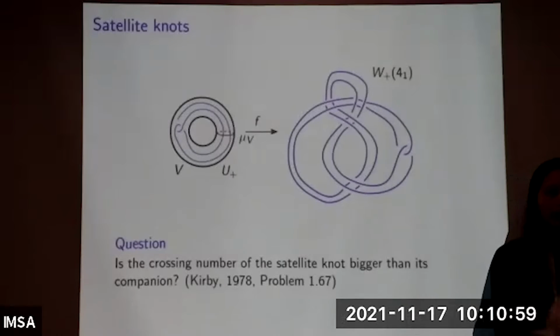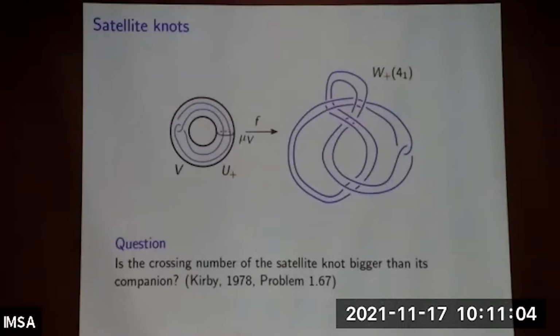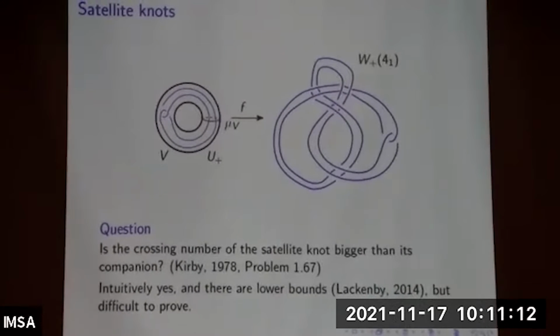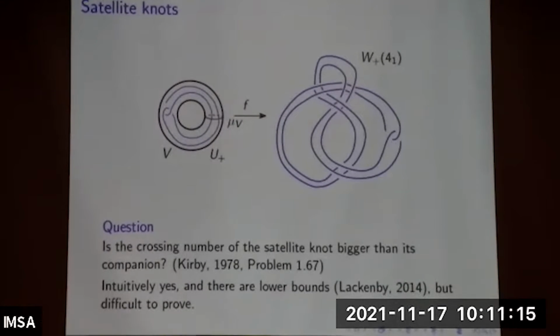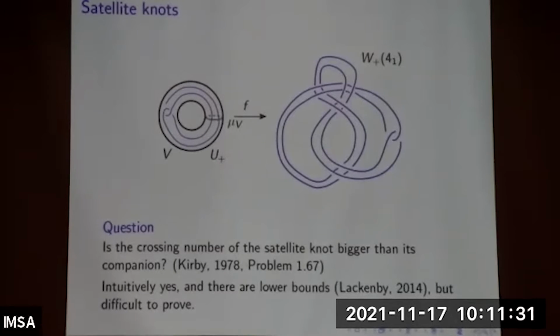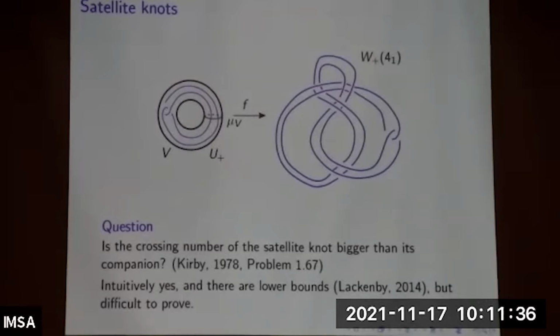Okay. So we don't even know if the number of crossings of the satellite is bigger than the companion. It seems pretty obvious that it should be bigger, but there's actually no way to know that. And of course, there's a general result for crossing numbers on lower bounds, but the bound is like 10 to the 13, which is again not very computationally easy. But somehow for the satellite construction, 10 to the 13 is a pretty big number in terms of effect.